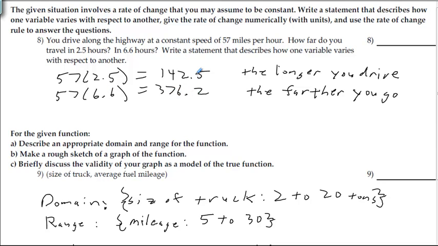And describe how one variable will respect the other. It means the longer you drive, the farther you go, or you can even mention it being at a constant rate of 57 miles an hour. But pretty much I'm just trying to get you to figure out that you'll go farther the longer you drive.